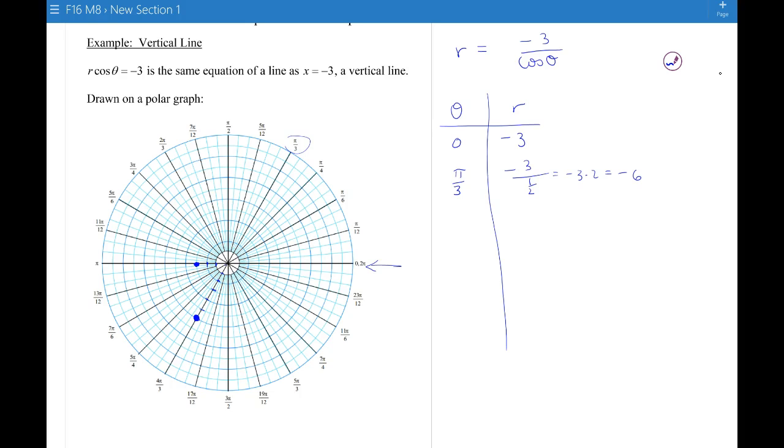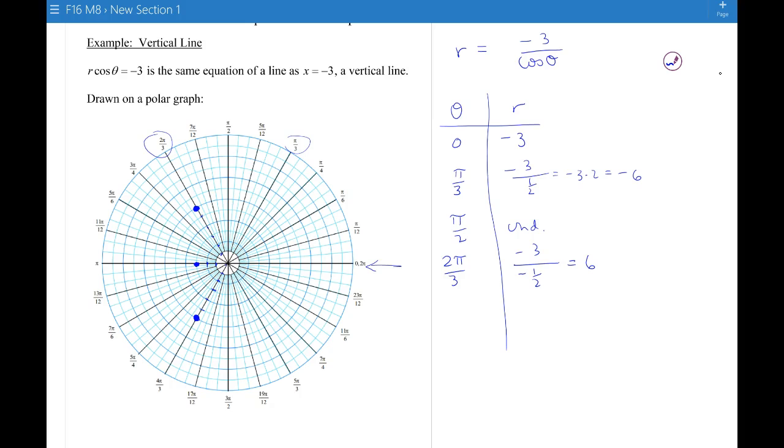And then you can see that you're not going to get any value at pi over 2 because the cosine of pi over 2 is 0, so r is going to be undefined there, so we can't find a value. But let's keep going around and say, what if we get to 2 pi over 3? Well, now the cosine is -1/2, so you're going to have -3 over -1/2, so that's going to be +6 when theta is 2 pi over 3. So 1, 2, 3, 4, 5, 6.